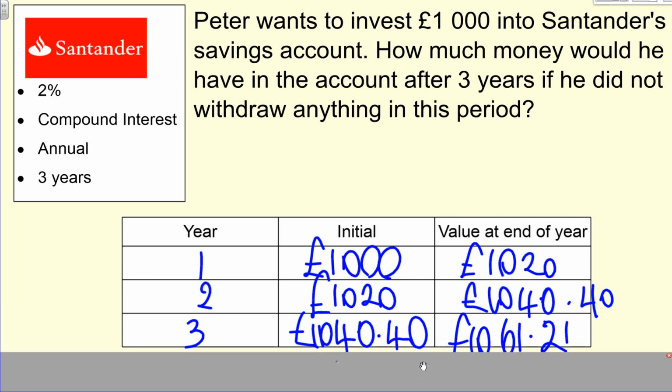Then in the third year, he'll start off with £1,040, and we'll add 2% of £1,040 and 40 pence, which is about £21 and 21 pence. And when we add that on at the end of the year, we can see that it's £1,061 and 21 pence. So you can see that the amount that 2% is changing, because each time it's 2% of a different amount.